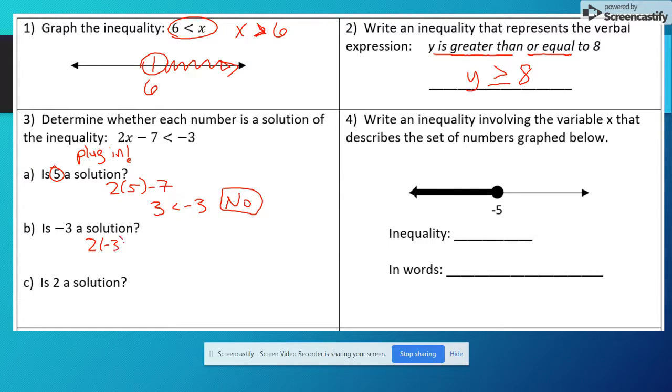2 times negative 3 minus 7. 2 times negative 3 is negative 6. Negative 6 minus 7 is negative 13. Negative 13 is less than negative 3? Yes.